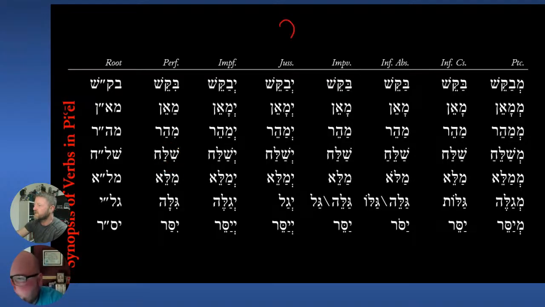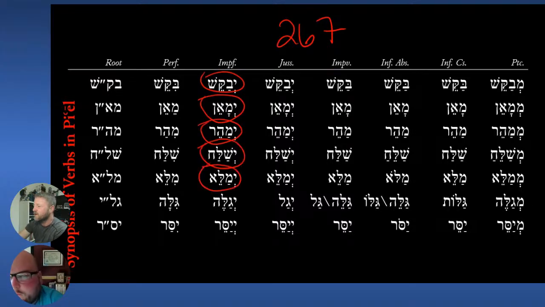Page 267. If you want to look at the synopsis in the book, definitely something you should go over. Shilach, he sent away. Mile, he filled. Gila, he revealed or uncovered. And yisar, he chastised, he punished. So the future imperfect is yivakesh, yima'en, yimaher, yishalach, yimale, yigale, yeyaser.